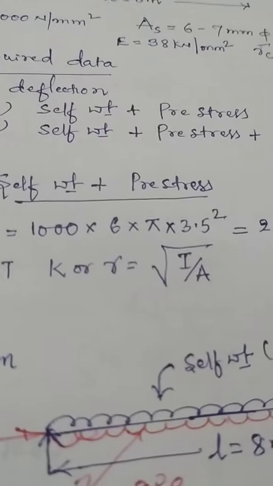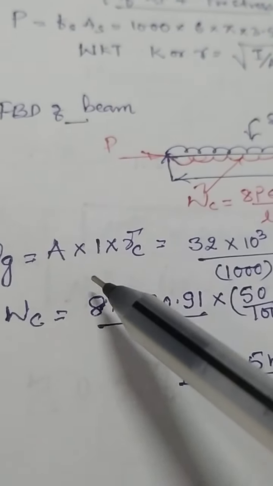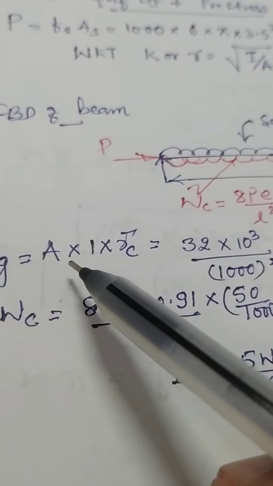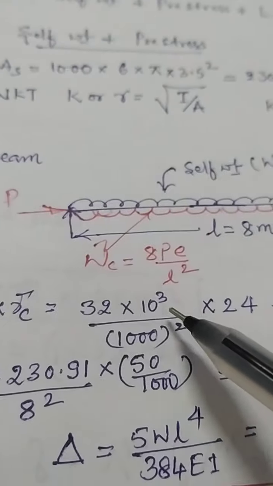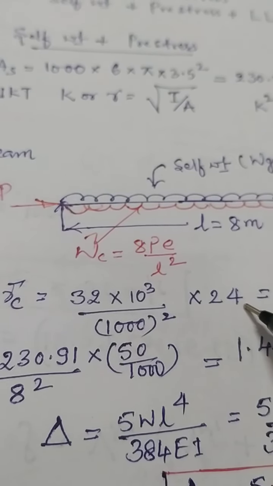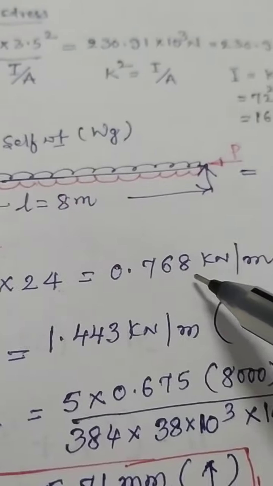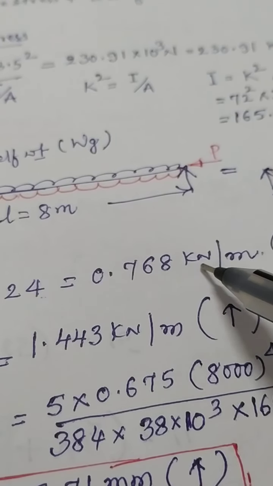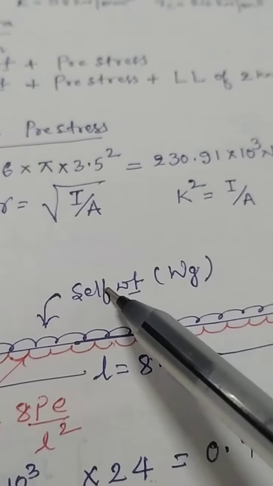Here self-weight you can calculate. Self-weight is B into D into 1 into density, but here B and D are not given. Instead of B and D, the area is directly given, therefore you can calculate. Area is given in mm square, that should be converted to meter square, divided by 1000 square. 24 is given, don't take 25, the density of concrete is given. Therefore dead weight is 0.768 kilonewton per meter. That is here.